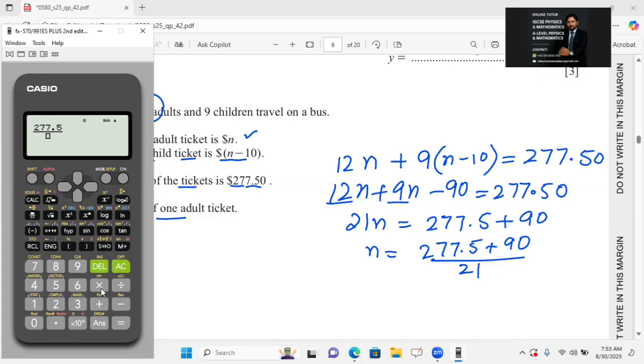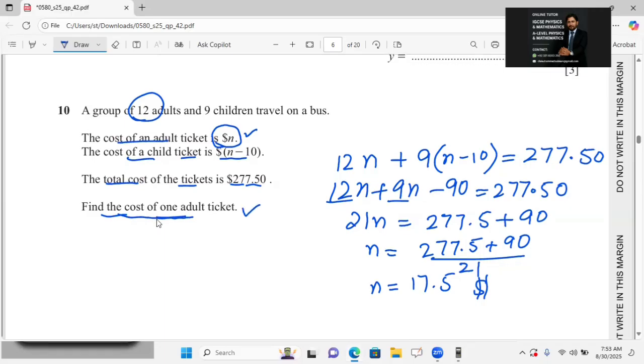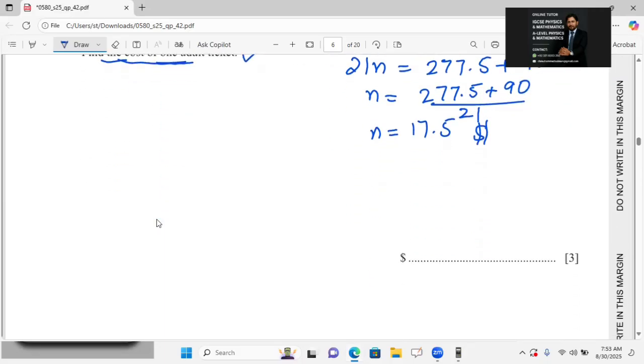277.5 plus 90 divided by 21 equals 17.5. N is equal to $17.5. And here he said N dollars is the adult cost, and he is asking the cost for one ticket of an adult. So it is 17.5 over there.